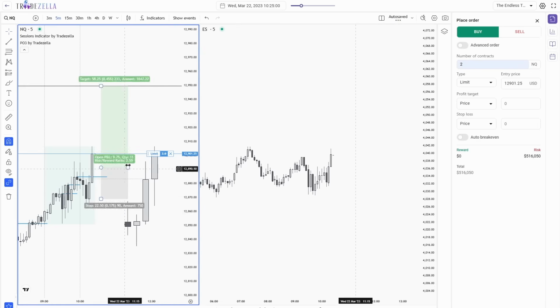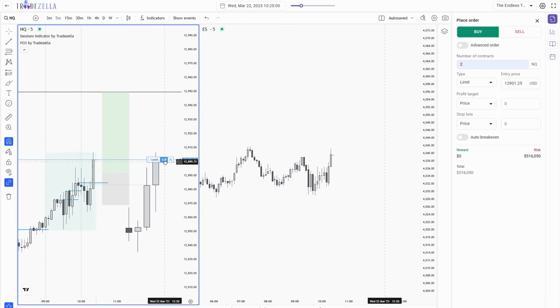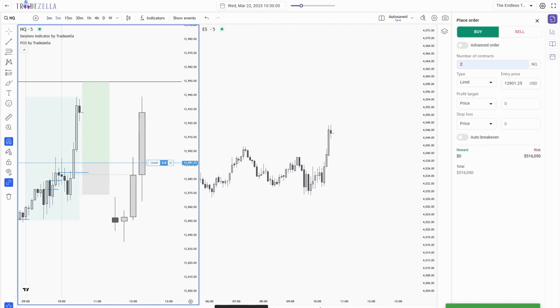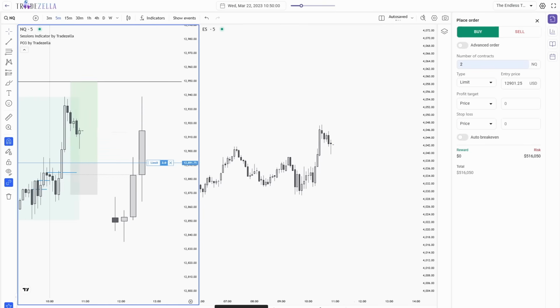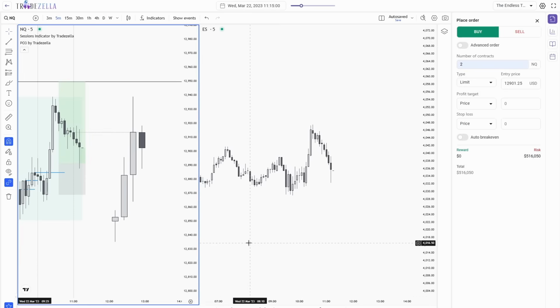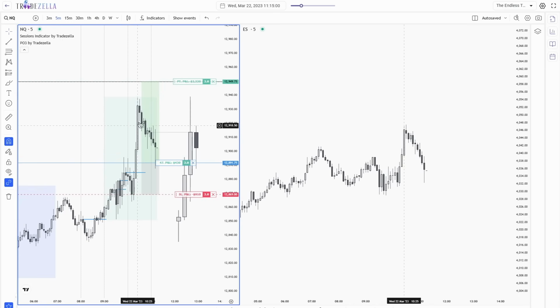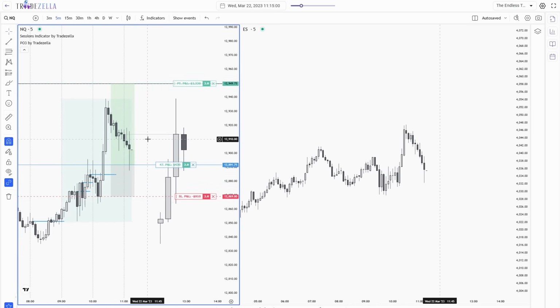Let's see. Limit is here. Why can't I drag this? And what just happened? Now we have tagged the limit entry, but I don't want to see that retracement. The execution is kind of bugging. I don't know what to do.